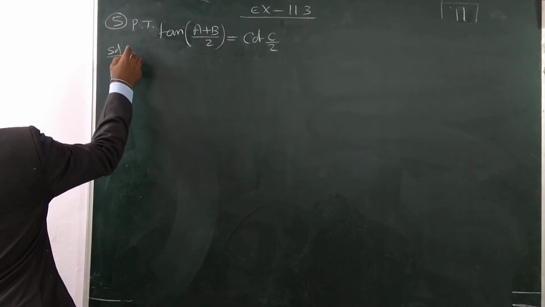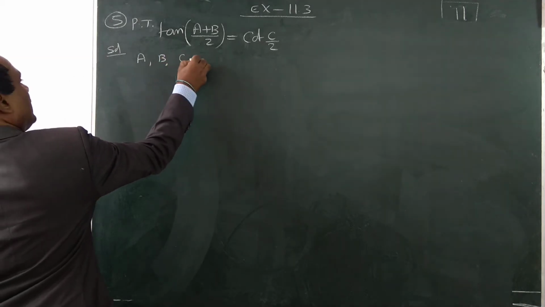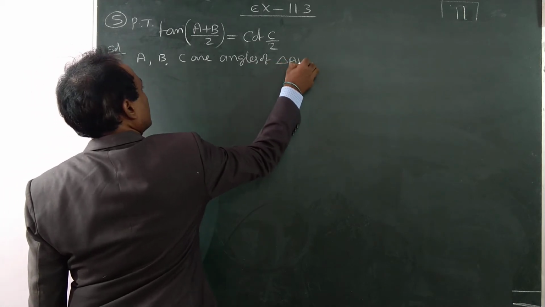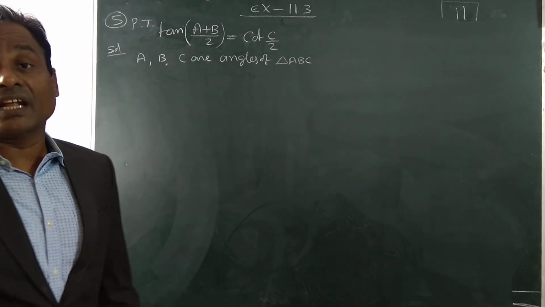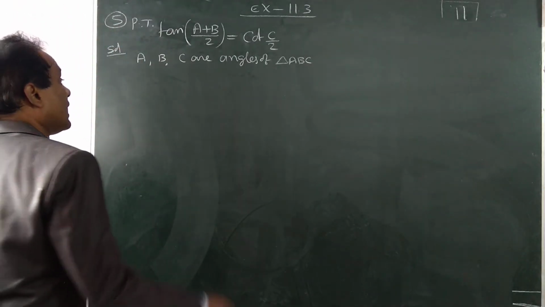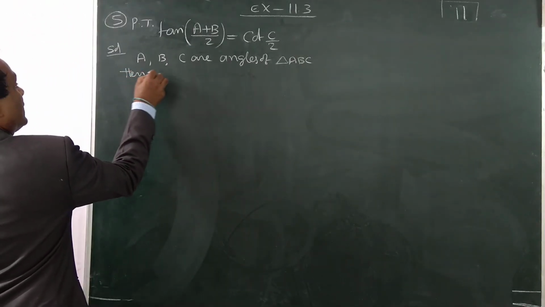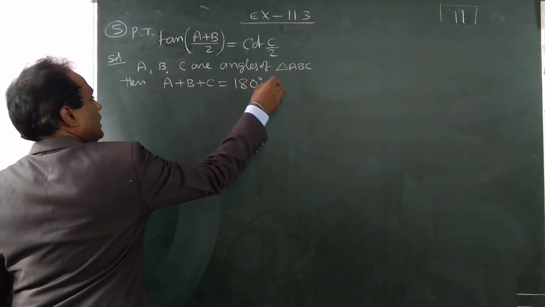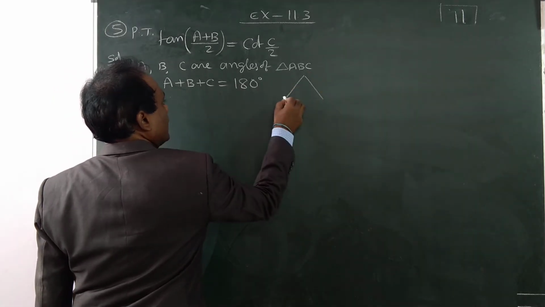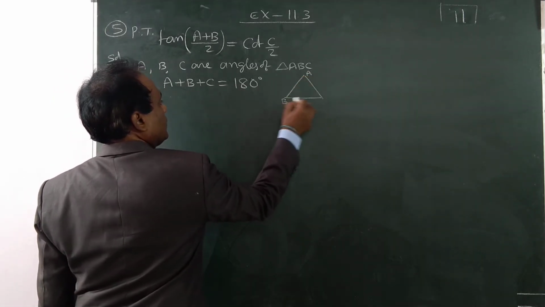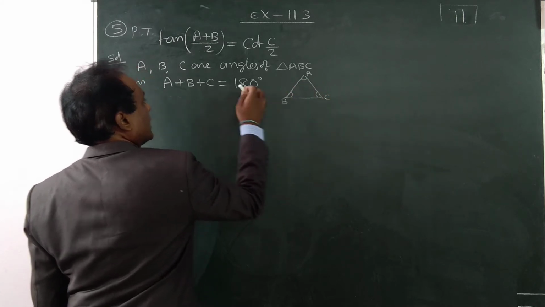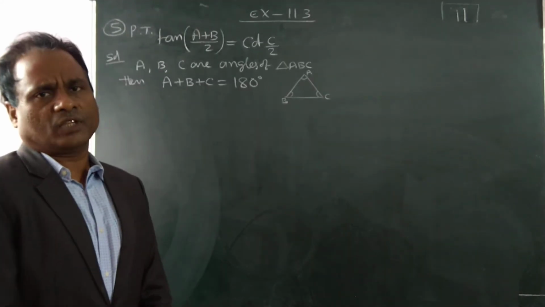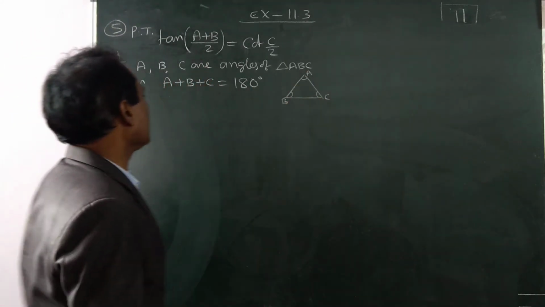Solution. A, B, C are angles of triangle ABC. It is given that A, B, C are the angles of triangle ABC. So if A, B, C are the interior angles, then the sum of three angles is 180 degrees. In any triangle, the sum of three angles is 180 degrees. So A plus B plus C is 180 degrees. That we know.